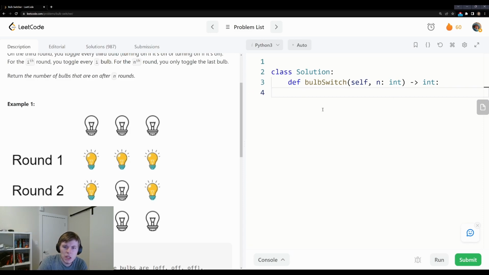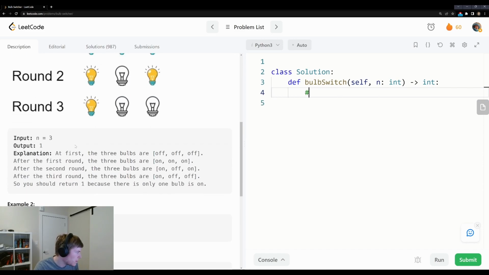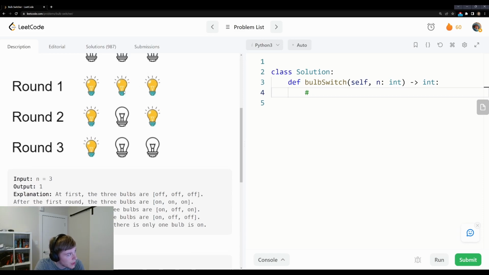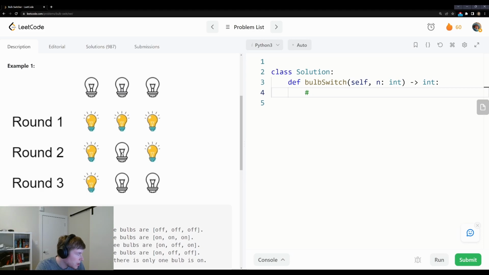So this is actually not too much of a coding problem, but more of a math problem. Actually, we'll look at this first example. N equals 3. After the 3 rounds, just the first one is on, and the second and third ones are off. In the first round, we turned the second and third ones on, and then in the second round, we turned the second one off, and we're never going to touch it again. We've gone through all of the rounds that could possibly touch the second one.